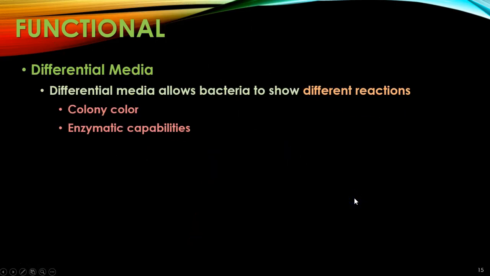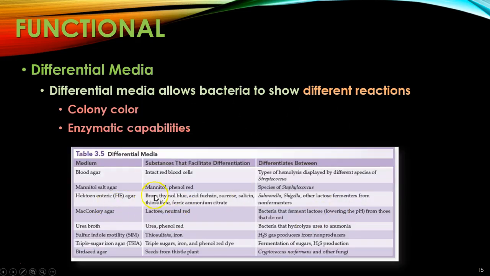So I alluded to this in the previous slide, that we can add components that will give us a difference between different bacteria genera. And using these various differential components, we may end up with a different colony color like we saw. We can also look to see if it has different enzymatic capabilities. And this particular table right here shows you some differences. Like blood agar has red blood cells in it, and what that's going to do is allow us to see if the bacteria is able to lyse the red blood cells.